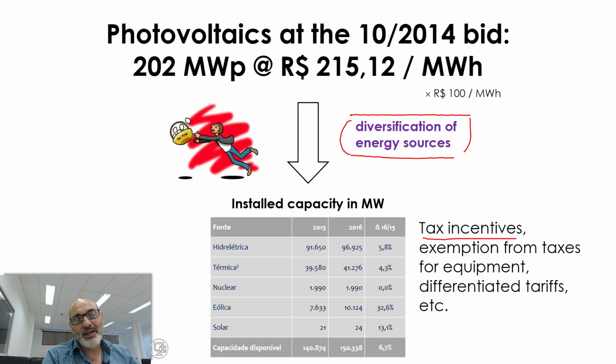make other types of energy, and photovoltaics is one of them, more attractive. For instance, you can waive some taxes that these investments would pay. You can create differentiated tariffs, subsidies, and so on and so forth. So you do that because you have, let's say, a broader strategy, diversification of energy sources.